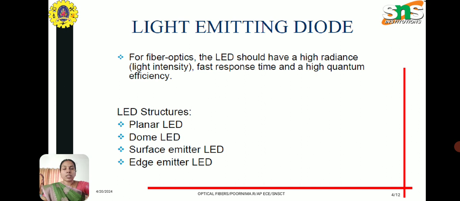The light emitting diode is used for fiber optics. It should have some characteristics such as high radiance, that is light intensity, fast response time and high quantum efficiency. Some of the LED structures used in fiber optics are planar LED, dome LED, surface emitter LED and edge emitter LED.